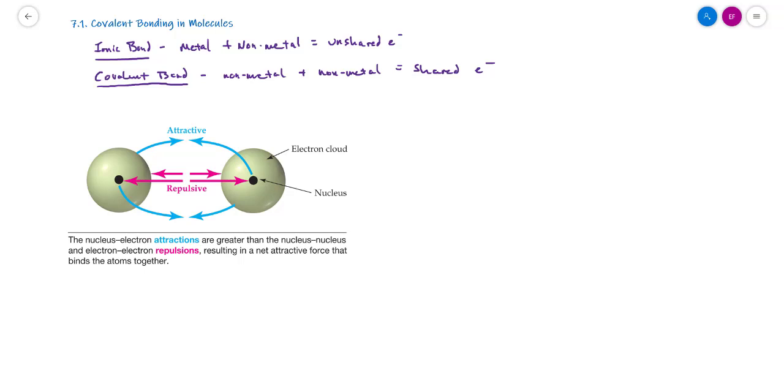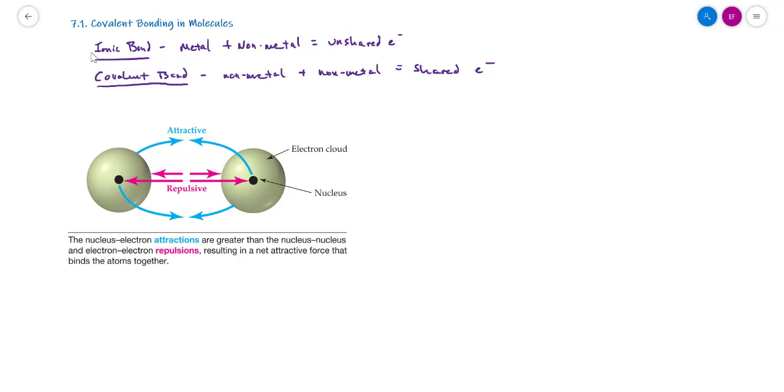All right, welcome to the start of chapter 7, which focuses on covalent bonding. So we've talked pretty extensively now, especially with respect to electron configuration, about how and why ionic bonds form based on the octet rule.